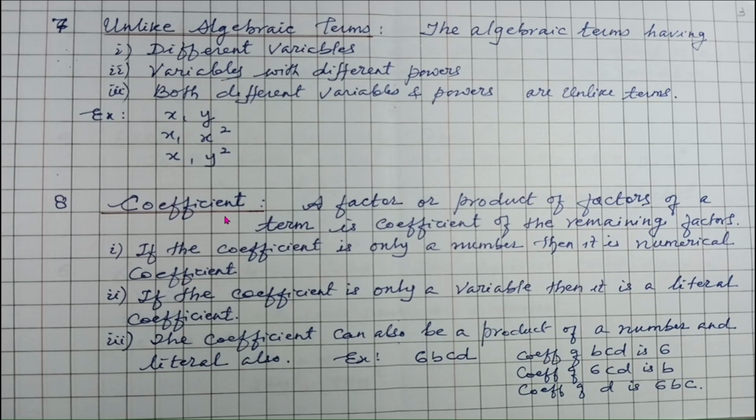Now let us talk about coefficient. A factor or product of factors of a term is the coefficient of the remaining factor. If the coefficient is only a number, then it is called a numerical coefficient. If the coefficient is only a variable, then it is a literal coefficient. The coefficient can also be a product of a number and a literal or a variable. For example, if you take 6bcd here, the coefficient of bcd is 6. The coefficient of 6cd is b, and the coefficient of d is 6bc. So please remember, we have different types of coefficient: numerical coefficient and literal coefficient.